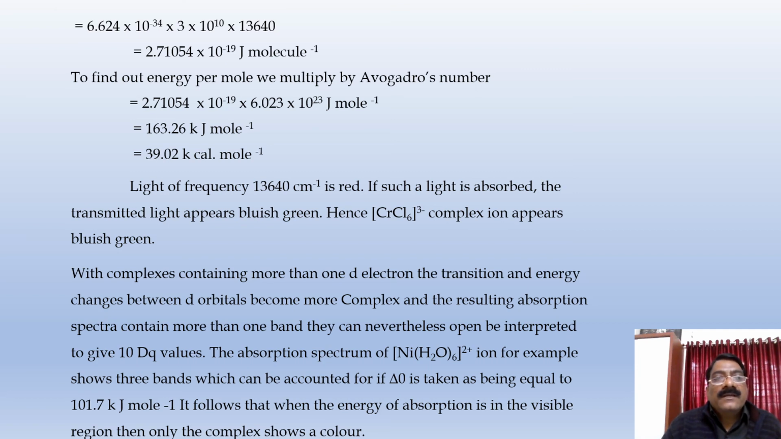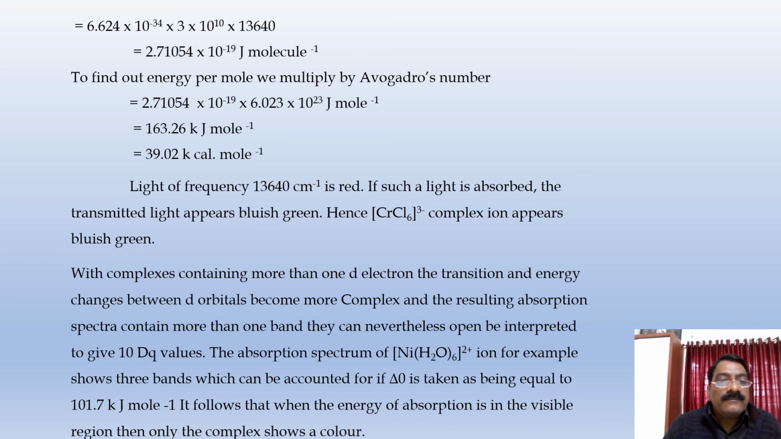To find out the energy per mole, we multiply by Avogadro's number, and we get 163.26 kilojoules per mole. By converting kilojoules into kilocalories, we get 39.2 kilocalories per mole. Light of frequency 13,640 cm^-1 is red. If such light is absorbed, the transmitted light appears bluish green, and hence the [CrCl6]3- complex ion appears bluish green.